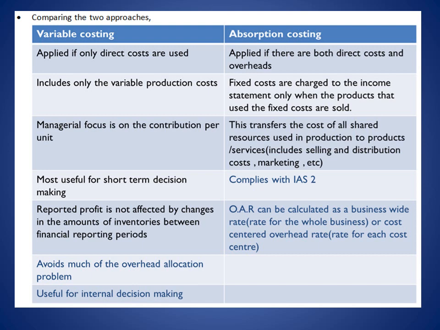However, absorption costing complies with the IAS too, and in this case we calculate something called the overhead absorption rate, which can be calculated as a business-wide rate or a cost-centered overhead rate. But there are several problems of doing these calculations. So in that case, variable costing avoids much of these overhead allocation problems, and it is useful for internal decision making.